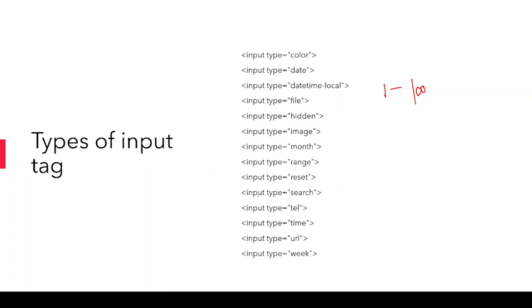After that we have search for searching purposes. Tel for telephone numbers. Time for time purposes. URL to enter a URL like www.xyz.com, and then week for weekdays. Okay, we will see them in an example.